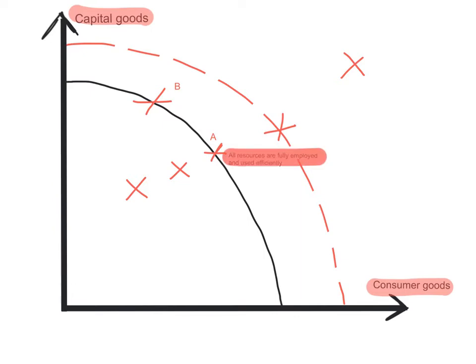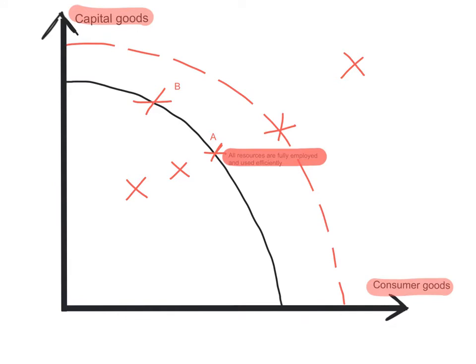So how does the PPC illustrate the concepts of scarcity, choice, and opportunity cost? Well, first of all, because there's a limit to what the economy can produce, this illustrates the concept of scarcity. If there was no scarcity, there would be no curve, there would be no limit. So think of that as the boundaries or the limits of what the economy can produce.